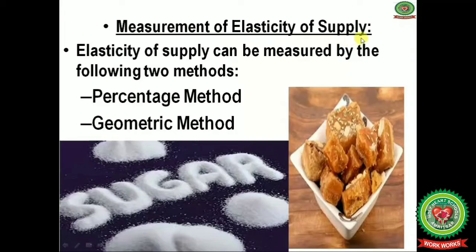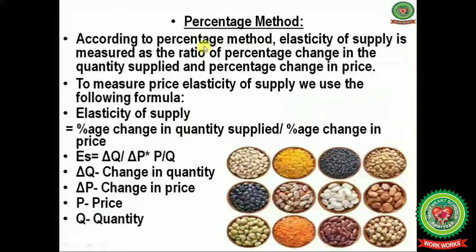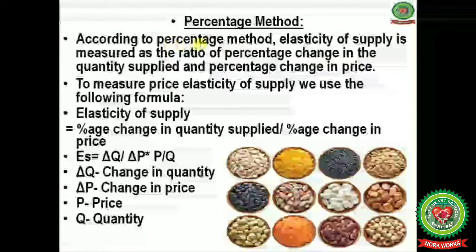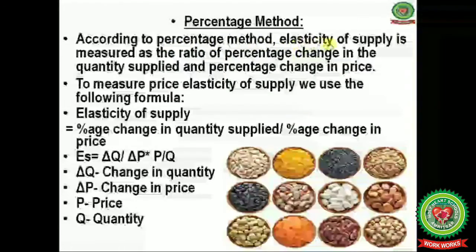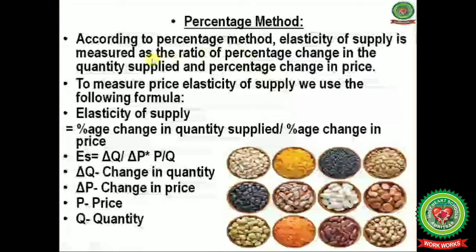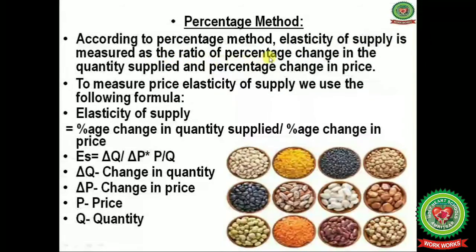Measurement of elasticity of supply. Elasticity of supply can be measured by the following two methods. First one is percentage method and second one is geometric method. Percentage method. According to percentage method, elasticity of supply is measured as the ratio of percentage change in the quantity supplied and percentage change in price.